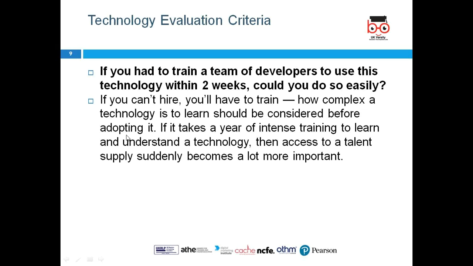Then, if you had to train a team of developers to use this technology within 2 weeks, could you do so easily? So for example, if you have the implementation and you want to train the developers or the users, is it easy? Maybe, maybe not, isn't it? That's right.